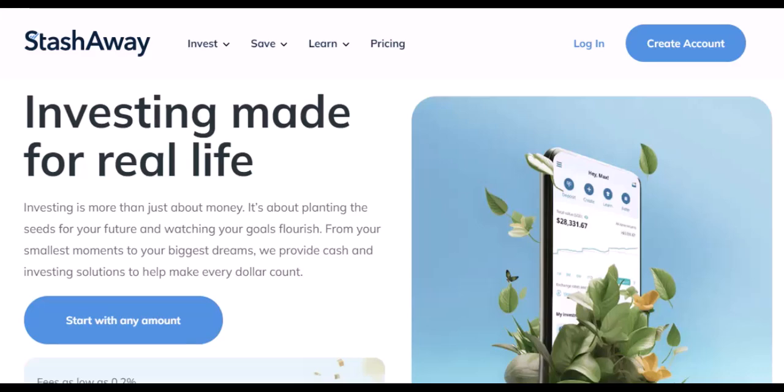Sign up. Visit the Stashaway website or download their app. Create an account by providing the necessary information. Risk assessment. Stashaway will ask you a series of questions about your investment goals, time horizon, and risk tolerance. Be honest with your answers, as this information is crucial for building a suitable portfolio.